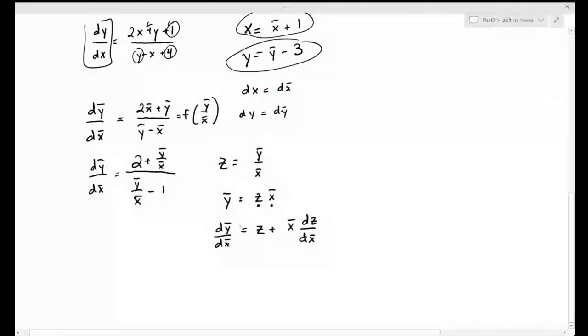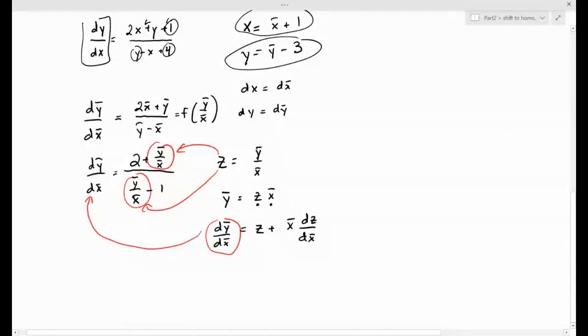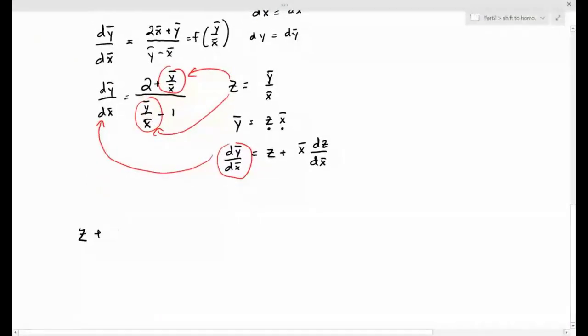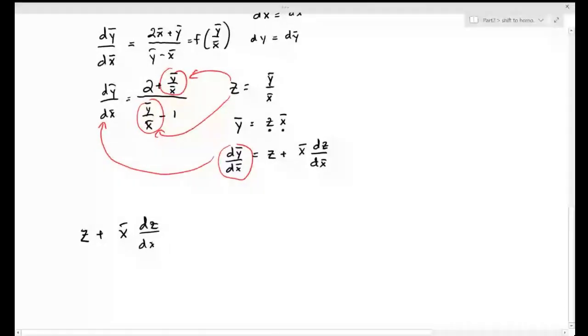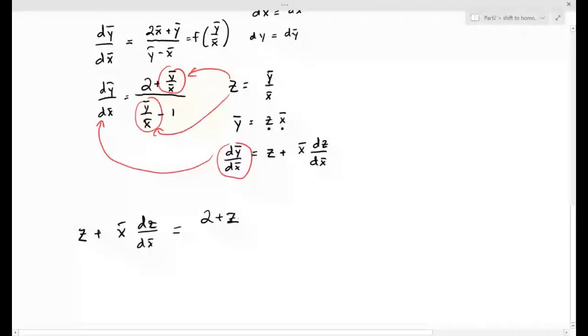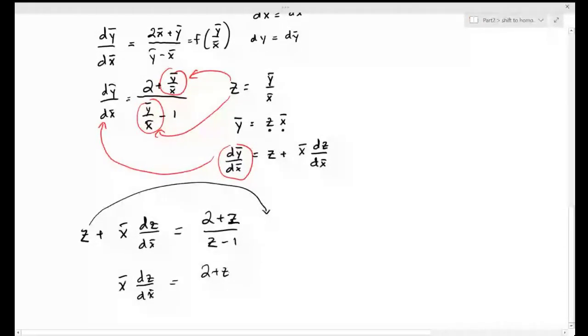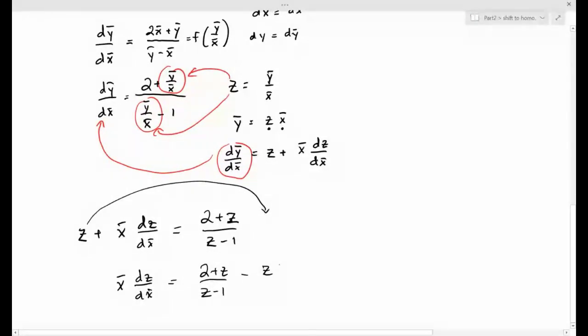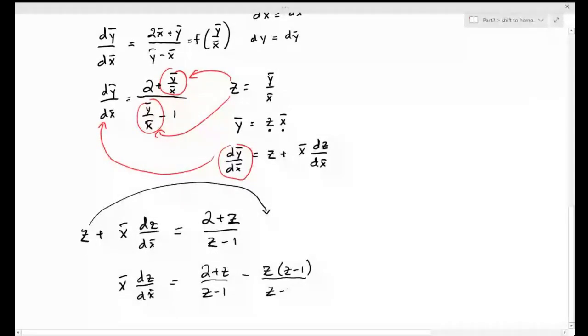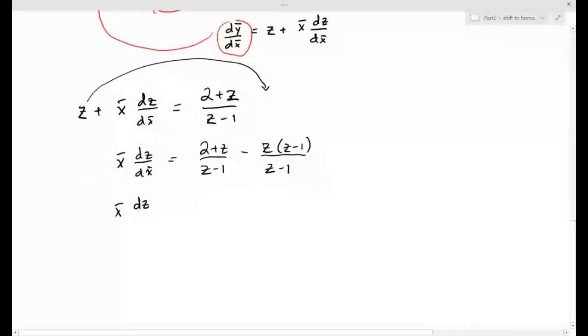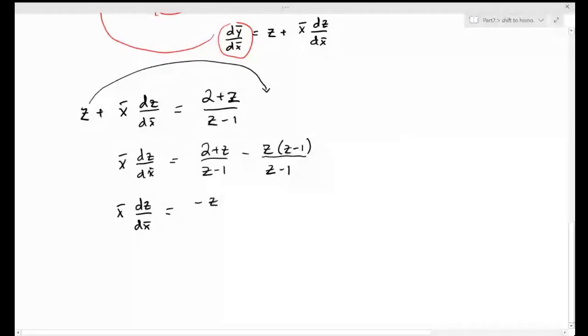So over here we can directly substitute on the left, and of course these become z's. So we get z plus x bar z prime on the left, and 2 plus z divided by z minus 1 on the right. So we move this z over, and then combine the two expressions by using a common denominator there. So we get minus z squared plus z plus 2z plus 2.